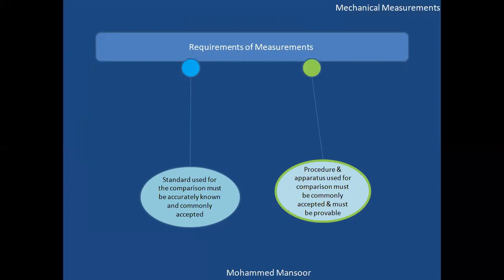And the standard used for the comparison must be accurately known and commonly accepted. Then the procedure and the apparatus which we use during the measurement should also be commonly accepted and it should be provable. The step by step manner which we follow during the measurement should be provable, or it should be reproducible. So these are the two basic requirements of measurements.